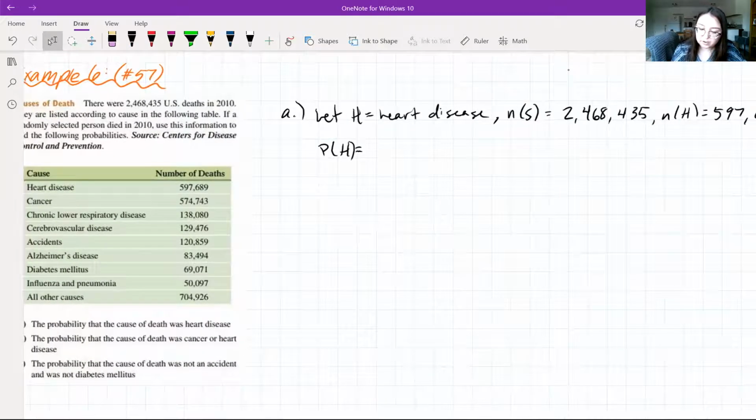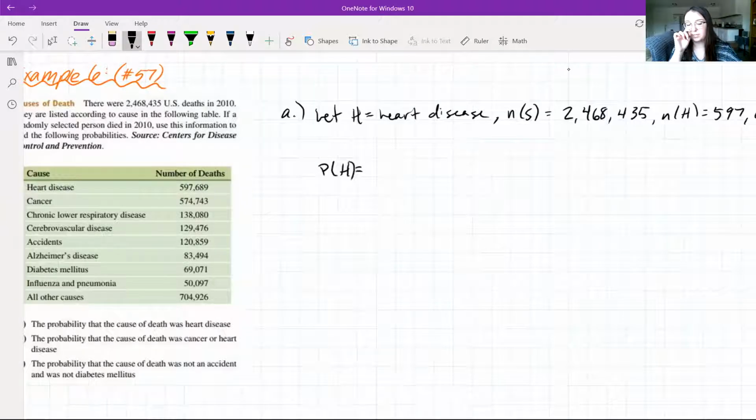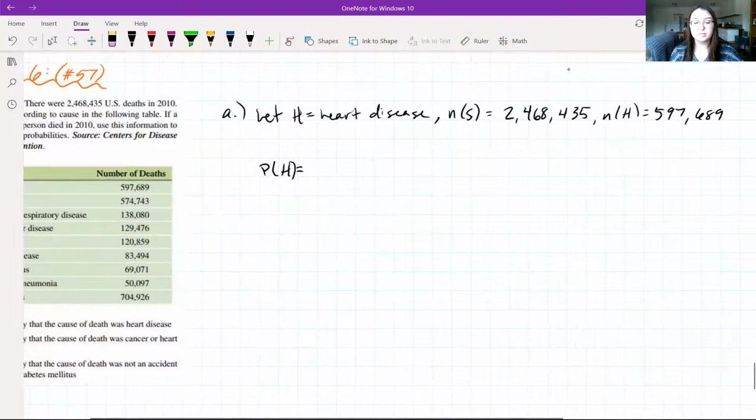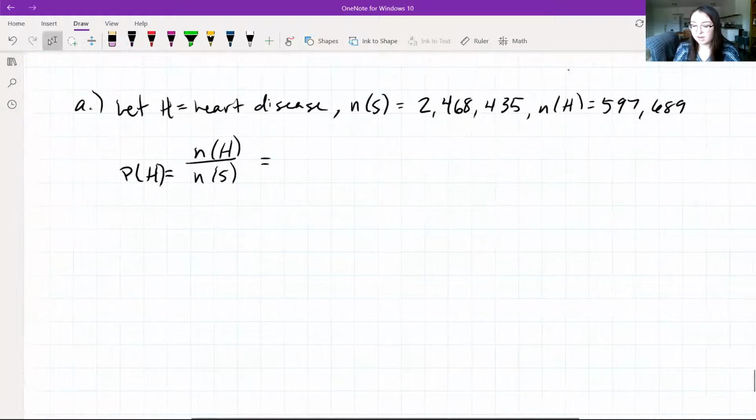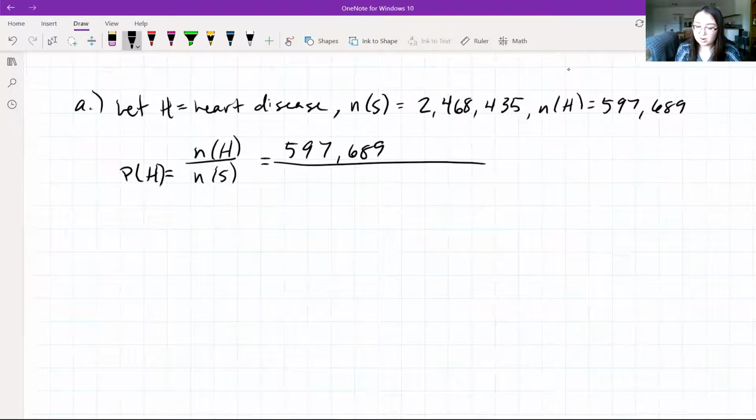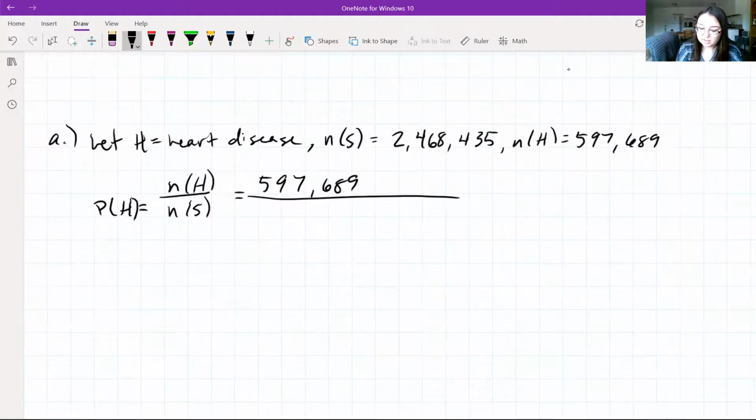So if we want to find the probability of dying from heart disease, what we're going to do is find our basic probability. So we know that this will be N of H divided by N of S. And we have that N of H is equal to 597,689. We know our sample size is 2,468,435. That's very long.